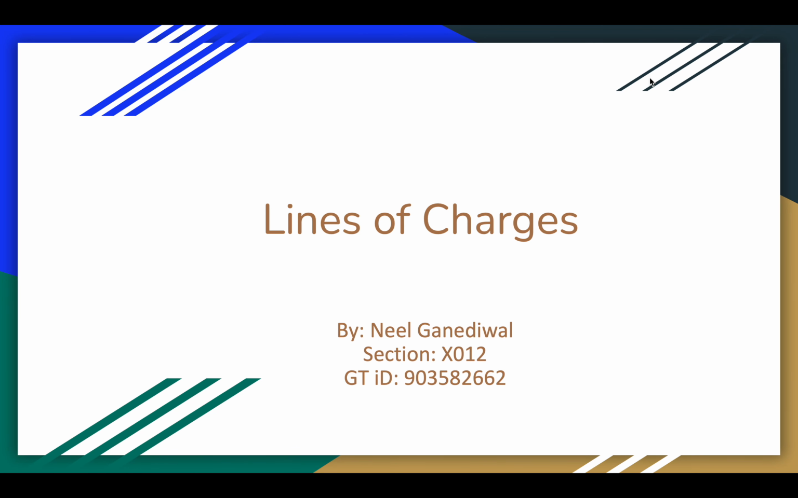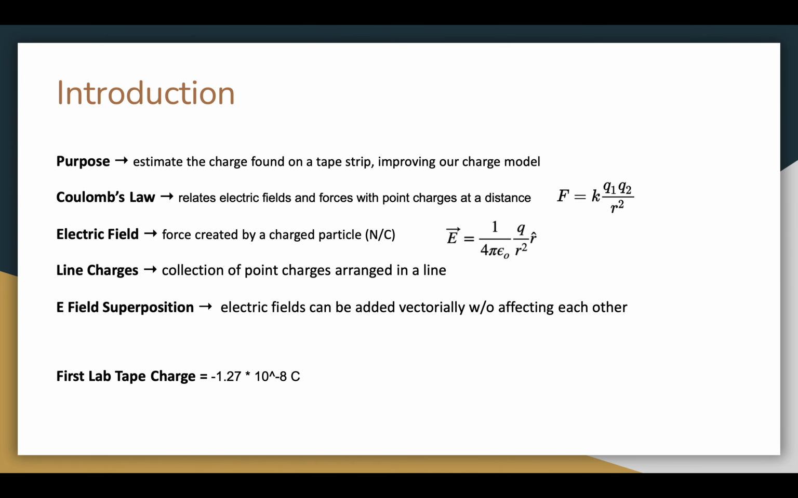Hi, this is my Lines of Charges lab for Physics 2212, which is an extension of the previous charge tapes experiment. The purpose of this lab is to estimate the charge found on a tape strip, this time improving our charge model. In the first lab, we modeled the tapes as a single point charge, getting an approximate charge of negative 1.27 times 10 to the negative 8th coulombs. In this lab, we will be more precisely approximating this charge as the distribution of charges along this line.